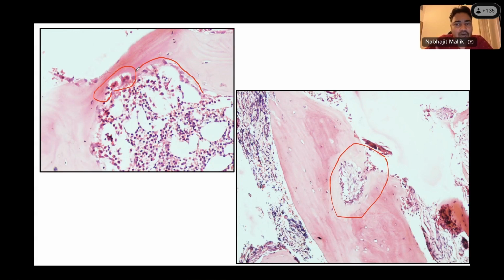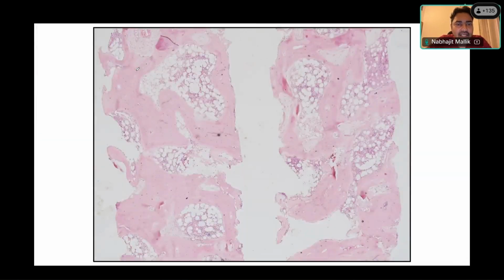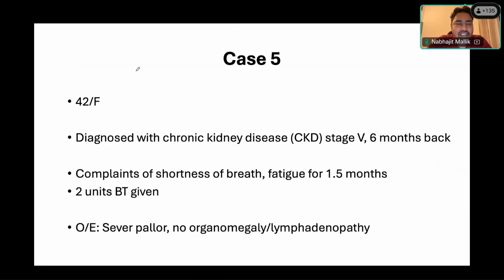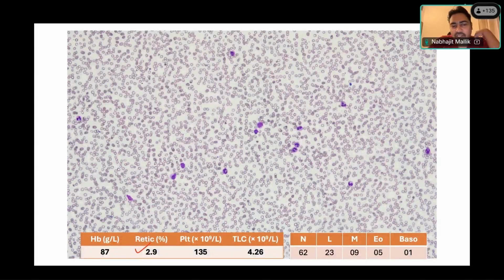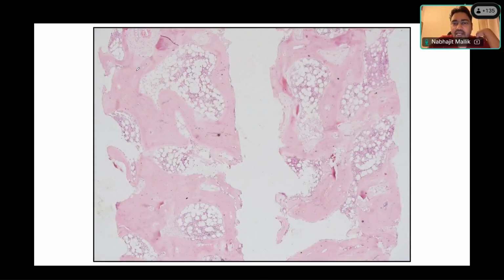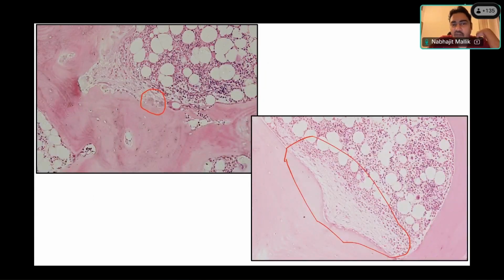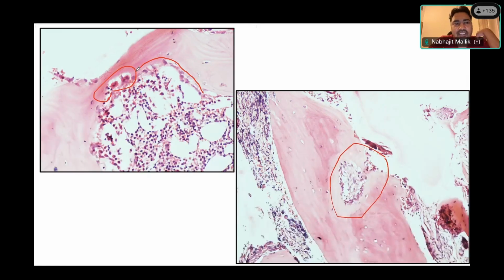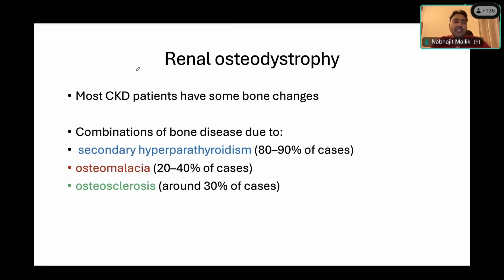So what was the history? Try and correlate. The history was a patient who had a diagnosis of CKD stage 5. So in CKD stage 5 you have an anemia which looks like a normoproliferative anemia, TLC not increased or decreased, platelets normal, differentials normal, you have thickened bony trabeculae, and you have increased osteoclasts, paratrabecular fibrosis, tunneling. So what do you think this is? Renal osteodystrophy.